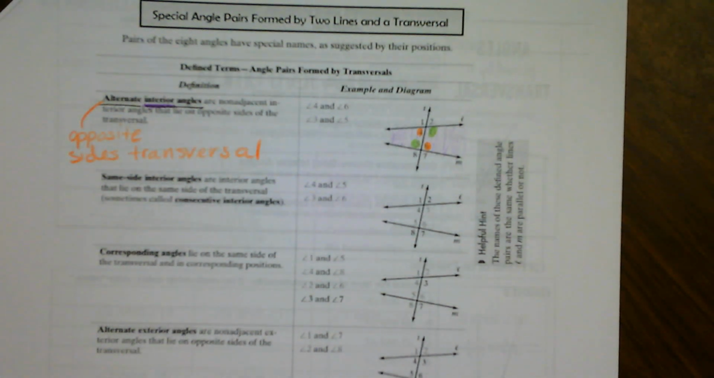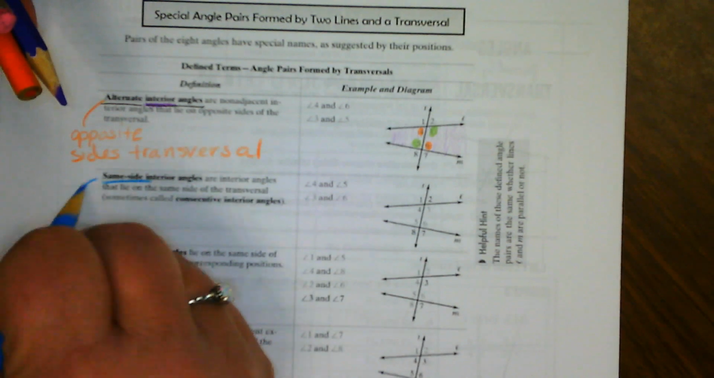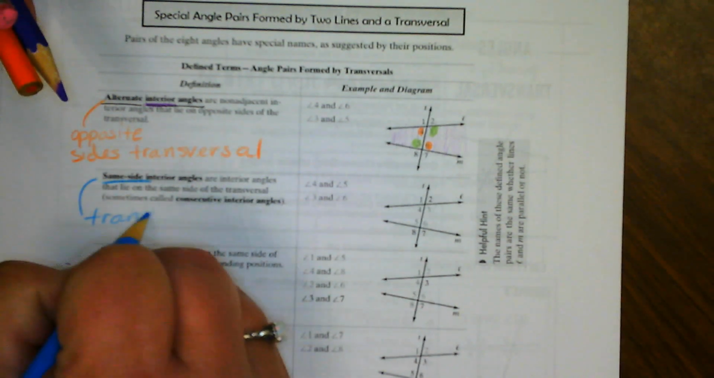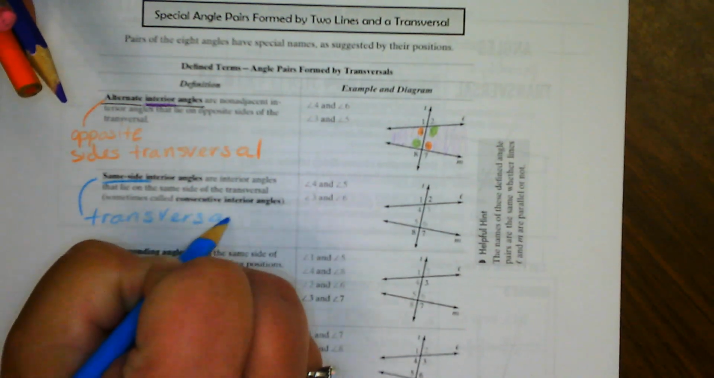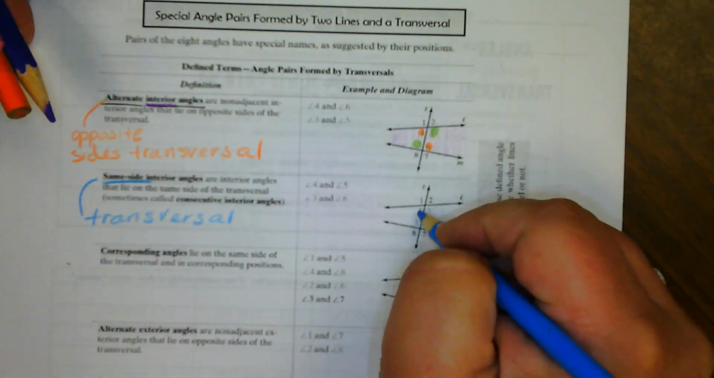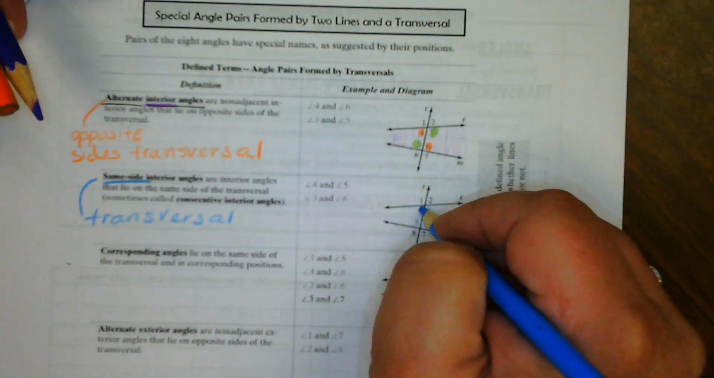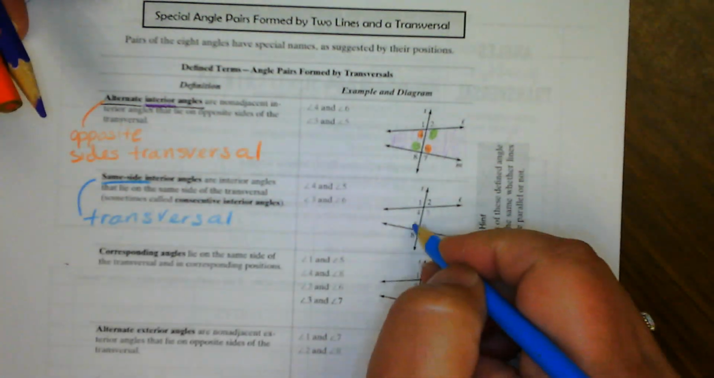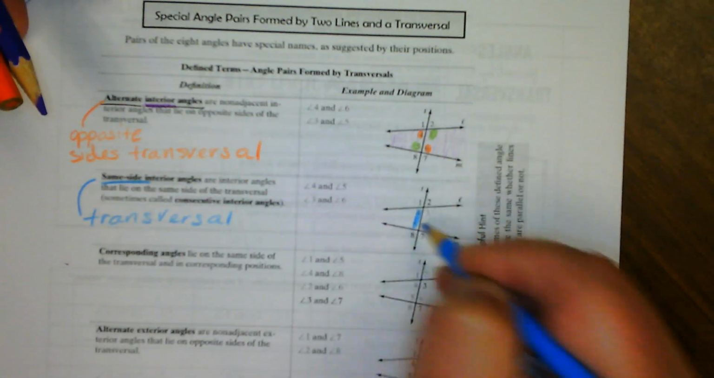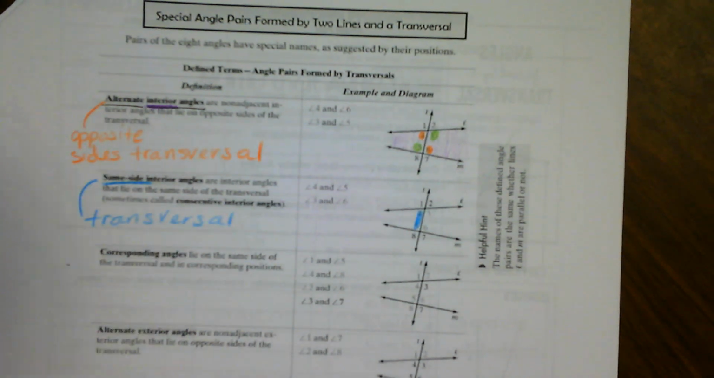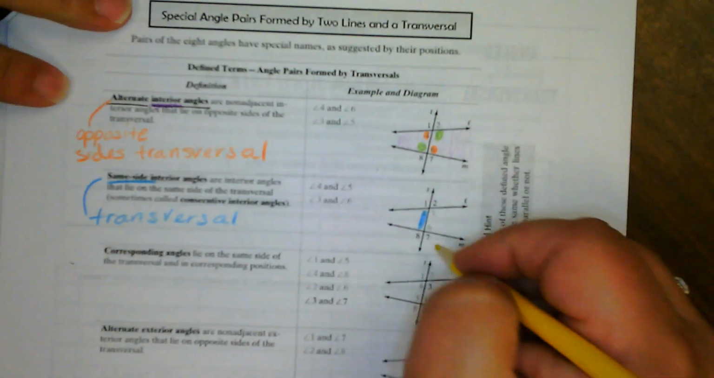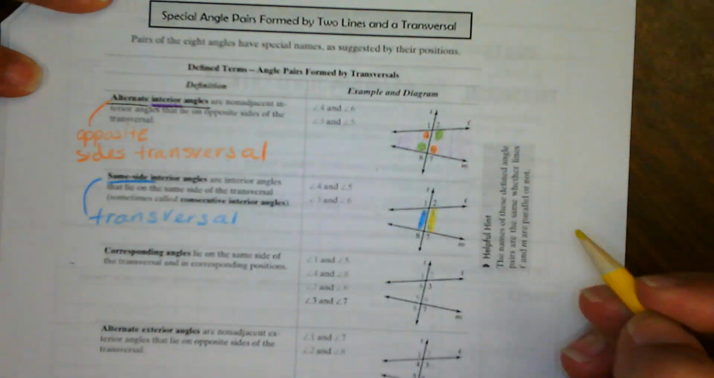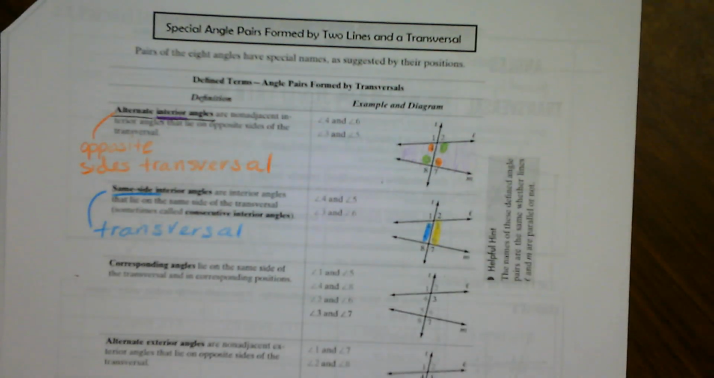Same side. Oh my gosh. What do you think it's same side of? Same side of the transversal, where everything is in relationship to the transversal. So same side of the transversal here would be, and these are interior, inside, 4 and 5. And then the other pair is on the right hand side, 5 and 6. Same side. We're just talking about their position today.